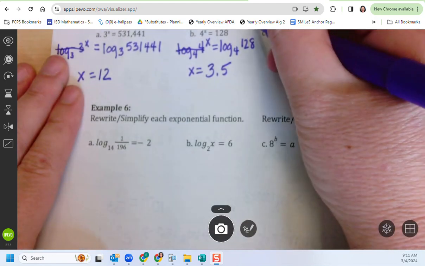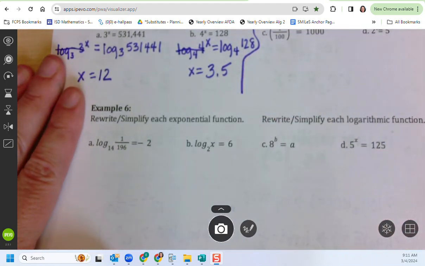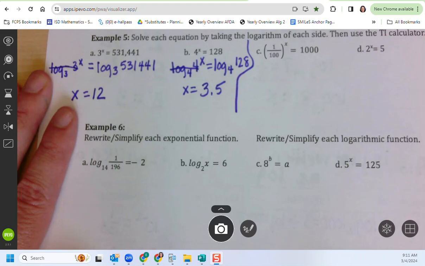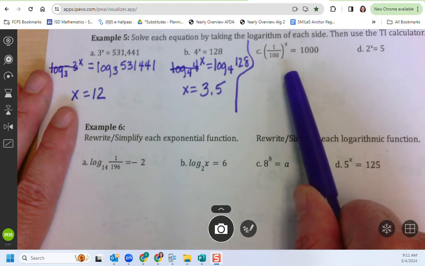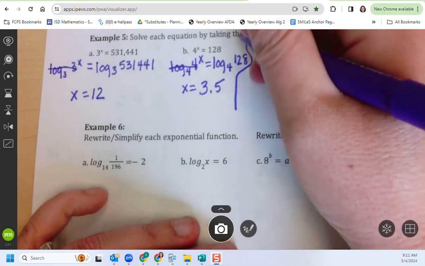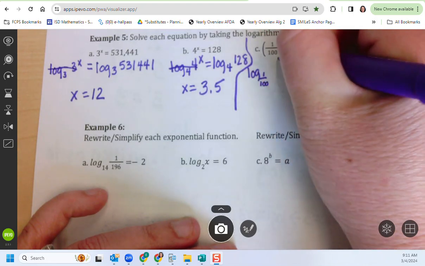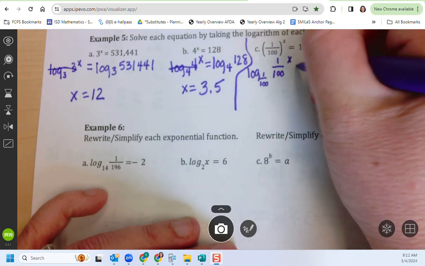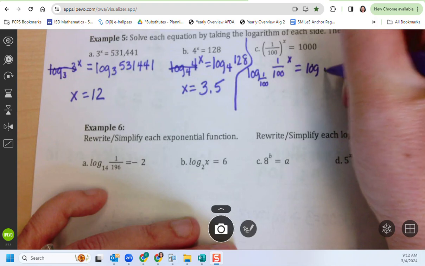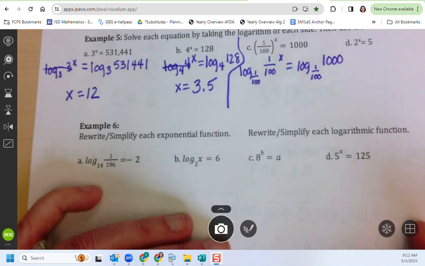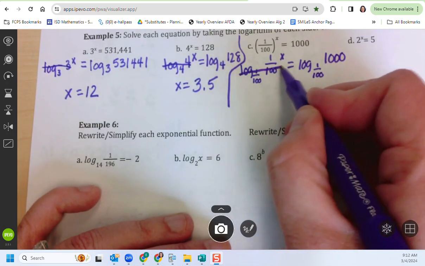Okay. There's more than one thing we could do in C, but we could just do straightforward the same as what we were doing before. What should be the base of our logarithm? What's the base of the exponential? Is the base of the exponential 1 over 100 or is it 1,000? 1 over 100. So we could literally just do log base 1 over 100. Right? So that whatever is the base of your exponential is the base of your logarithm.